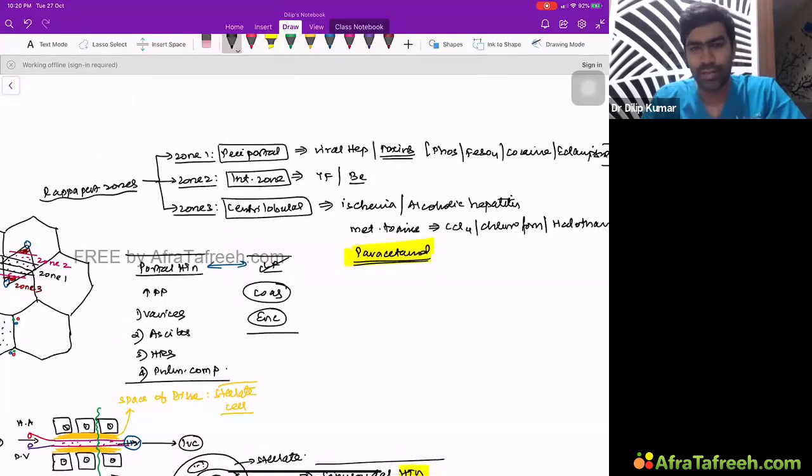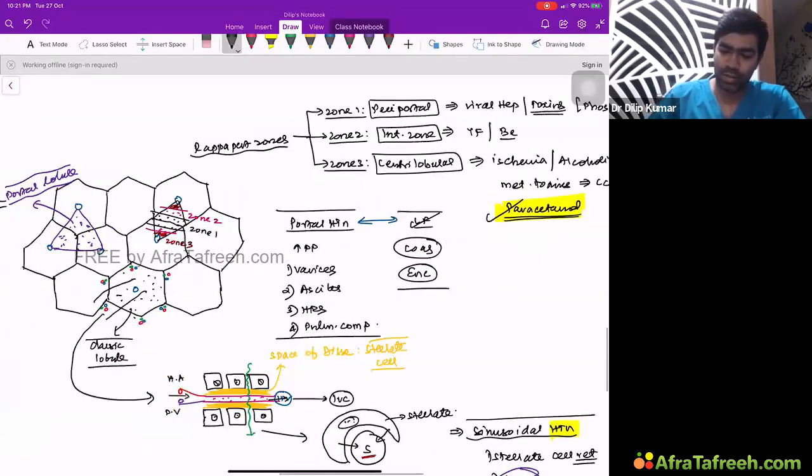You have 3 zones of Rappaport: zone 1, zone 2, zone 3. Zone 1 periportal, zone 2 intermediate, and zone 3 is centrilobular. Paracetamol typically causes centrilobular necrosis.